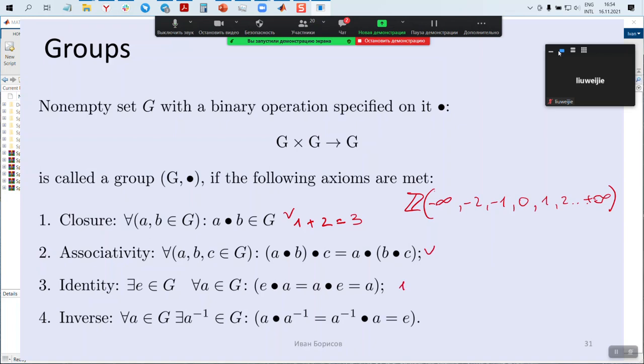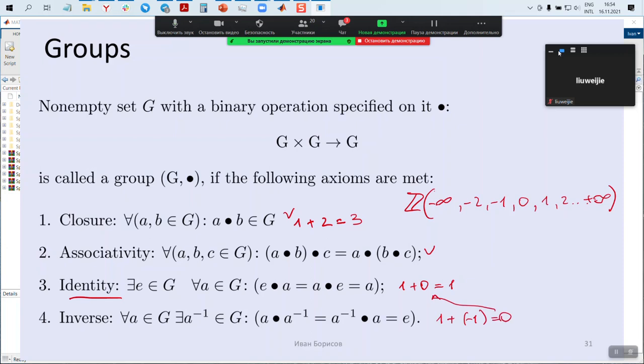So you can take an element and make the operation of adding zero, and you will get the same element. So you have an identity element, a neutral element, and you can take an inverse. For example, one plus minus one, and you will get the identity.